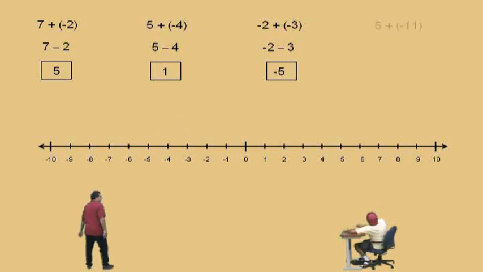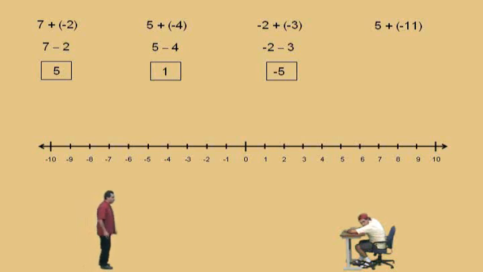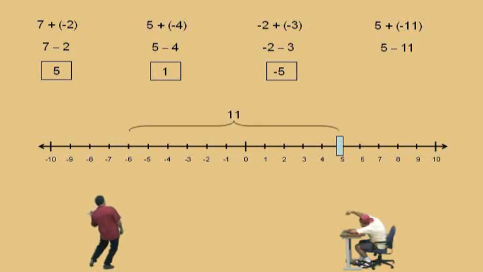Here we go, Charlie. 5 plus a negative 11. Now, don't get scared. Okay, 5 plus a negative 11 is the same as doing what, Charlie? 5 subtract 11. Very nice, Charlie. So, we need to start at 5, and we need to move to the left. How far, Charlie? 11 times.